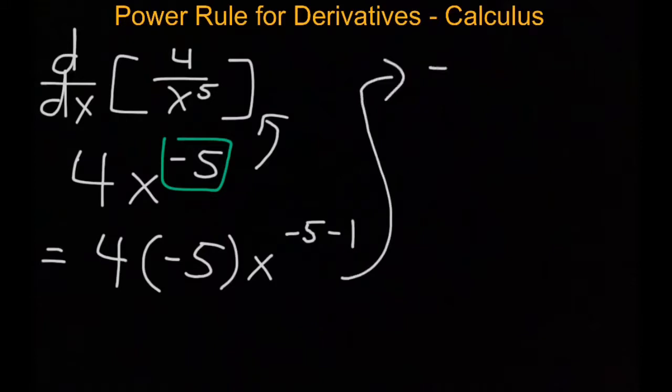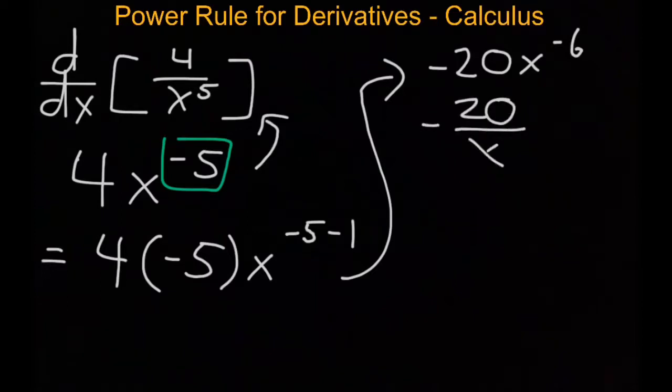So let's simplify this. 4 times negative 5 is negative 20. X to the power of negative 5 minus 1 is x to the power of negative 6. So now let's move the x to the power of negative 6 to the denominator. So what we get here is negative 20 over x to the power of 6. And this is our answer.